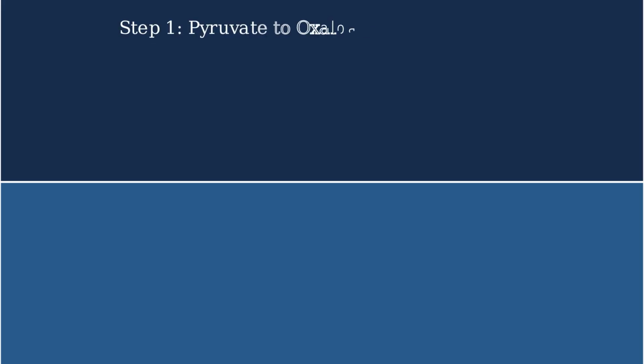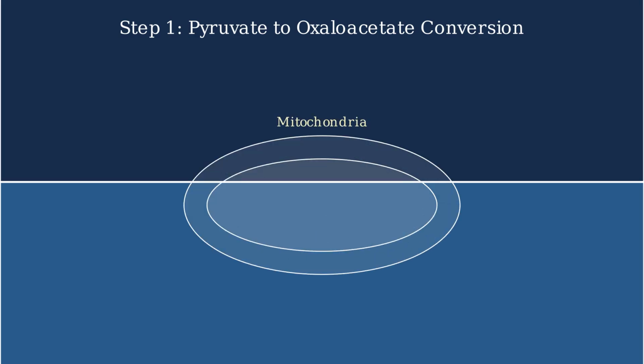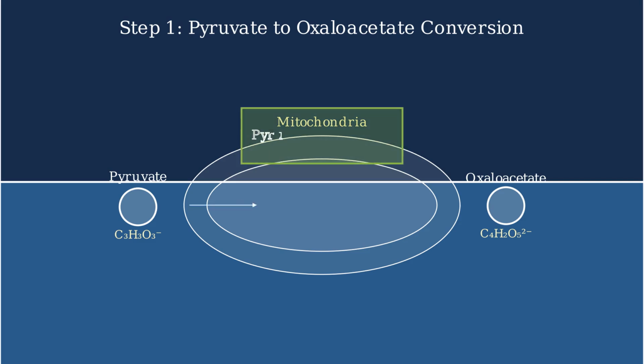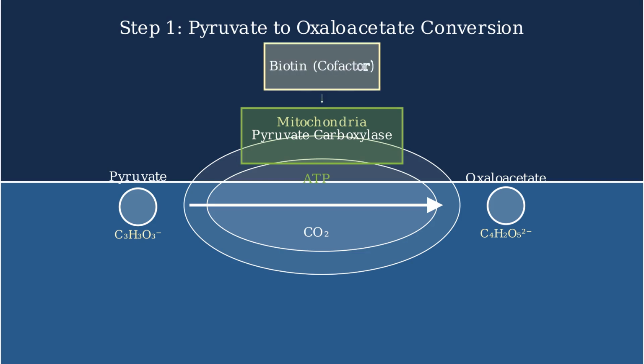The first unique step of gluconeogenesis is the conversion of pyruvate to oxaloacetate. This reaction takes place in the mitochondria of the cell. The reaction converts pyruvate, a 3-carbon molecule, to oxaloacetate, a 4-carbon molecule. This reaction is catalyzed by the enzyme pyruvate carboxylase. The reaction requires ATP as an energy source and carbon dioxide as a substrate. Pyruvate carboxylase requires biotin as a cofactor, which serves as a carrier for the carbon dioxide molecule.